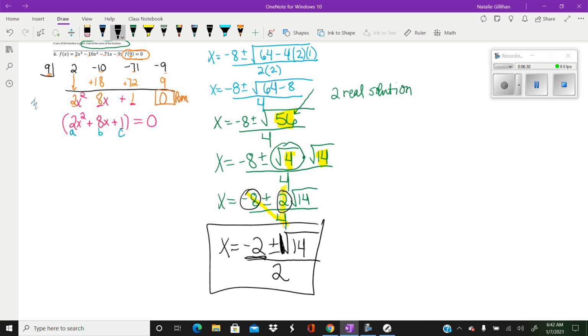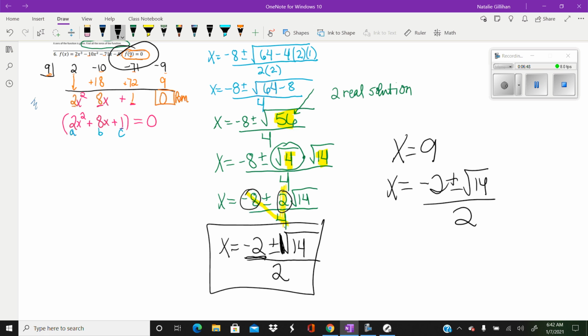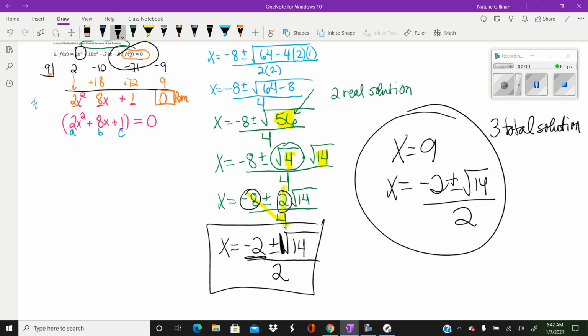So we basically have to list as our answer all of the zeros. Well, we've been told one of the zeros was 9. That's from the problem way up here. Our other 2 zeros are x equals -2 plus or minus root 14 over 2. And that makes sense because if you remember, the degree of this function is 3. So we should have 3 total solutions, whether they are real or imaginary, and we have 3 solutions.